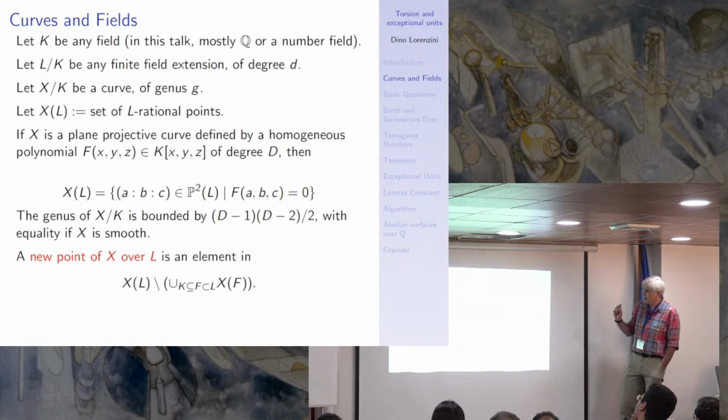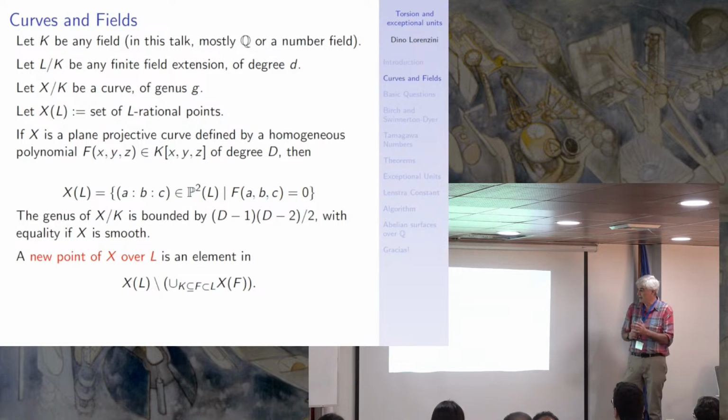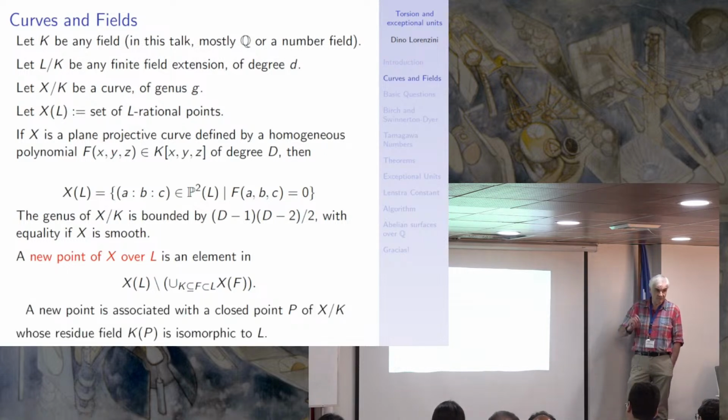And the definition that I'm recalling here: a new point of X over L is an element in X(L) that is not in any subset defined over subfields of L. If you think in terms of schemes, looking for new points is the same as looking for closed points on your curve with residue field exactly L, or isomorphic to L, and not a smaller residue field.